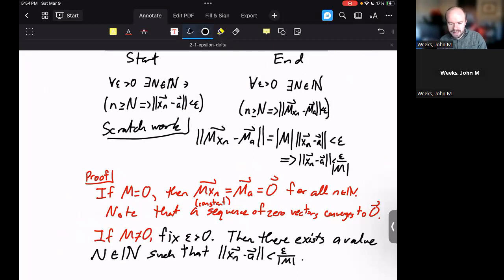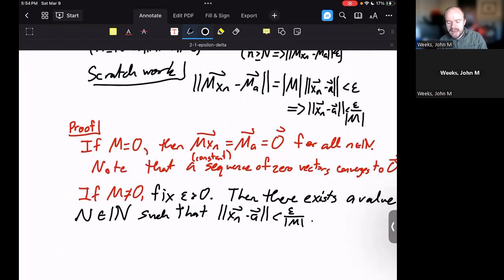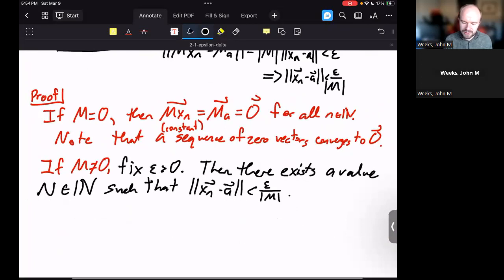It is justified because I am given that x of n converges to a. So I can say for any positive value that there exists a cutoff point so that the distance between x of n and a grows to be as small as my value. The value I've chosen based on my work here is epsilon over the absolute value of m.